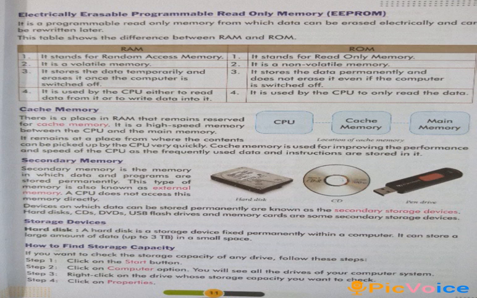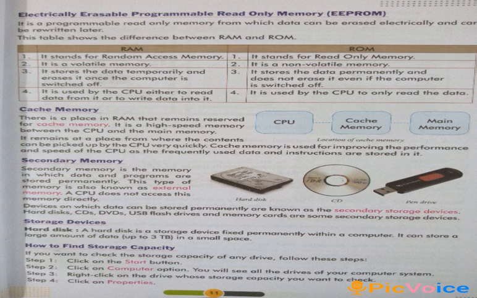Cache memory. There is a place in RAM that remains reserved for cache memory. It is a high-speed memory between the CPU and the main memory. It remains at a place from where the contents can be picked up by the CPU very quickly. Cache memory is used for improving the performance and speed of the CPU as the frequently used data and instructions are stored in it.